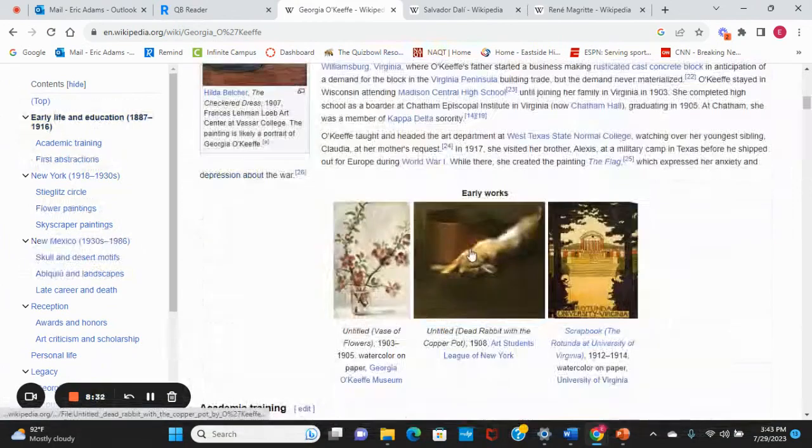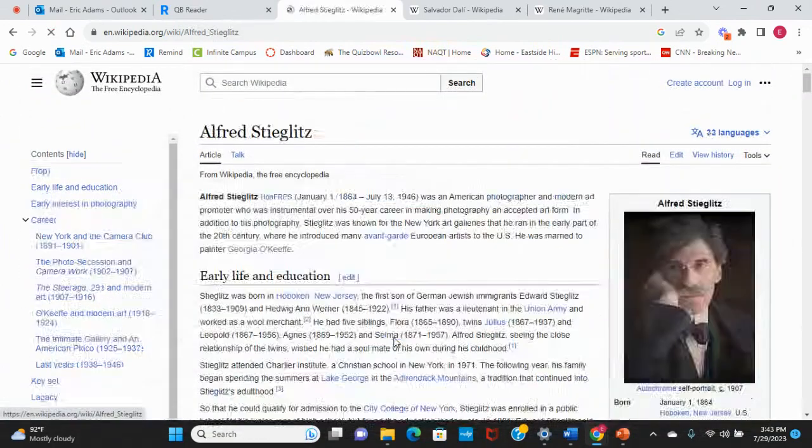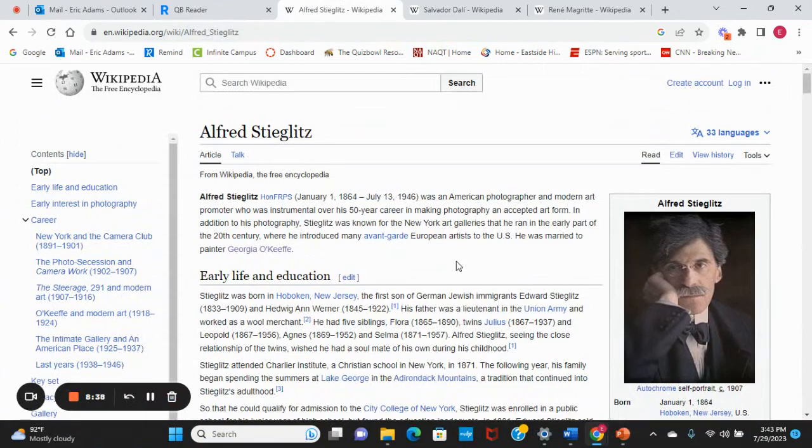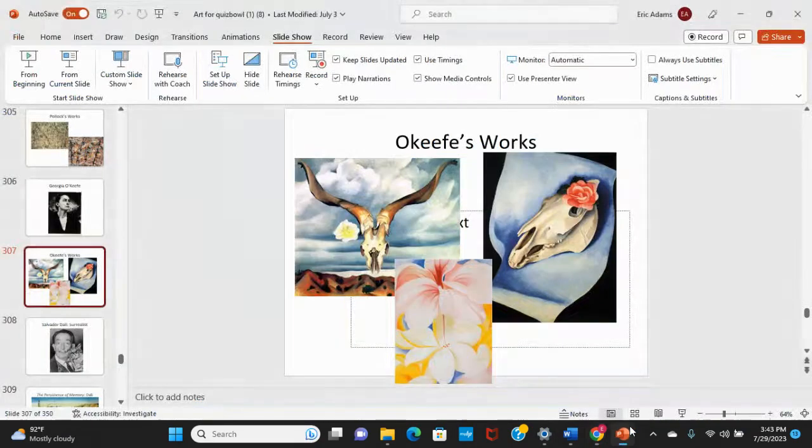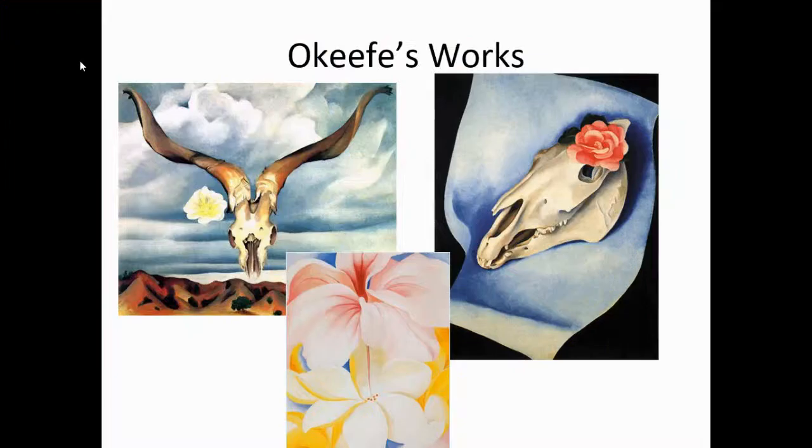But she was indeed married to Alfred Stieglitz, that you can see there, who was, of course, a photographer. But I think he comes up later. I'm almost positive that he comes up later in my list of guys to know. So there it is, Georgia O'Keeffe. Please know that stuff for her.